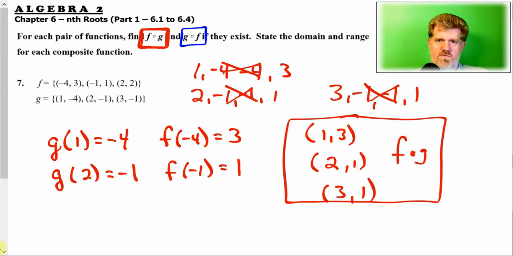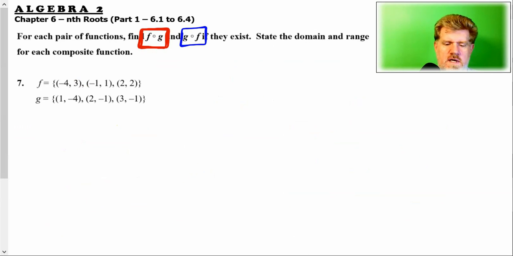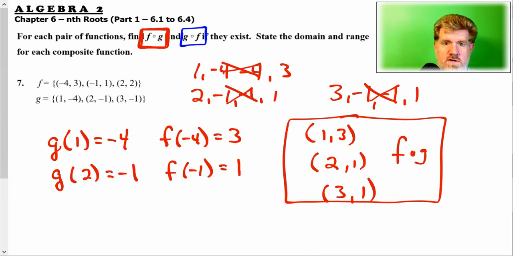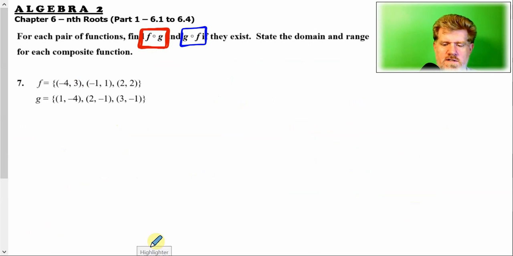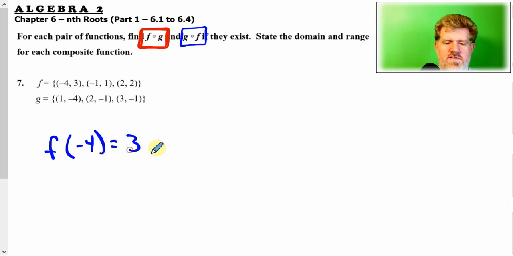G of f. We'll do it backwards and see if we get anything. So we'll start with f. See if it works. Okay, and I'm going to duplicate this page so that I can erase this and do the next part. But in the notes I send you, it's still there, okay? All right. So let's start with f. Well, I got a negative 4. If I plug in a negative 4, I get out a 3.